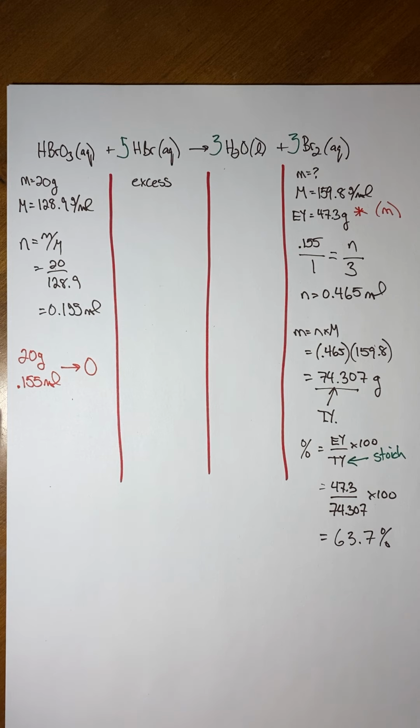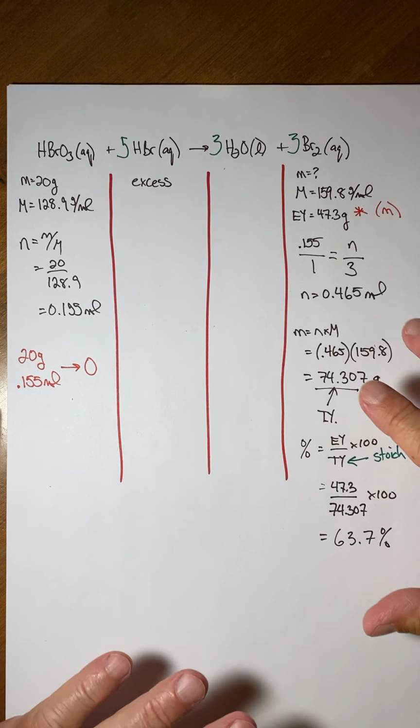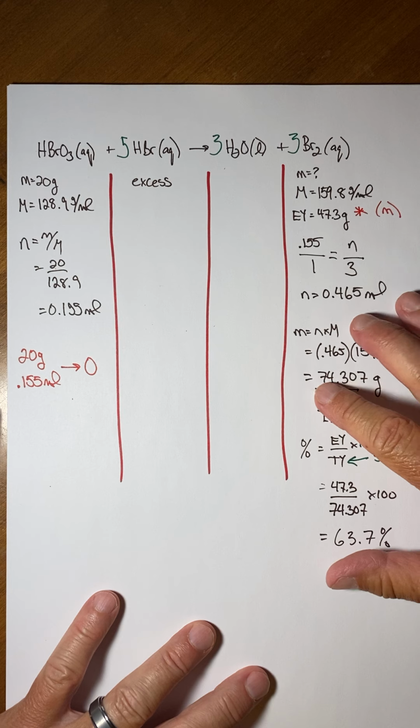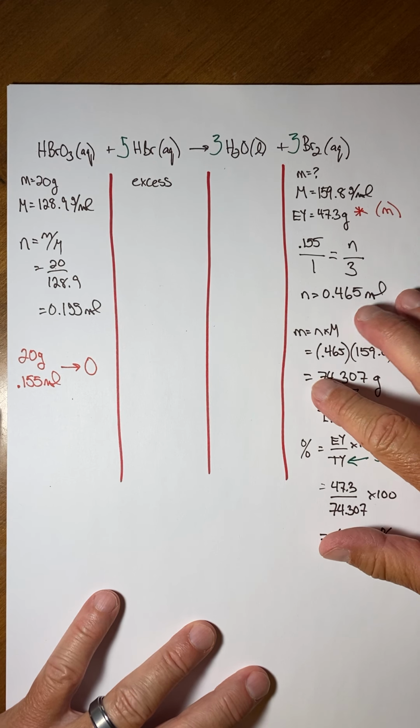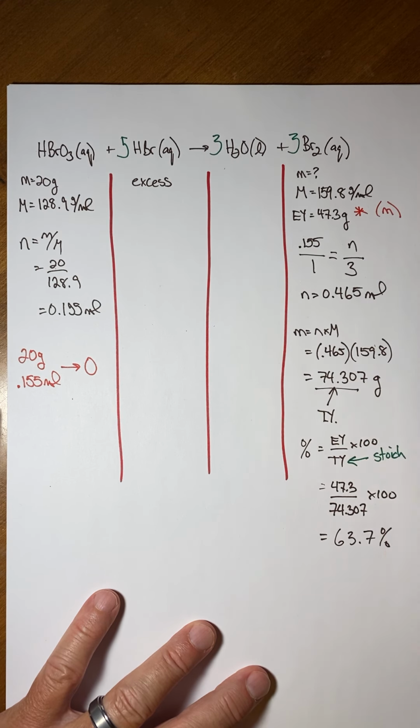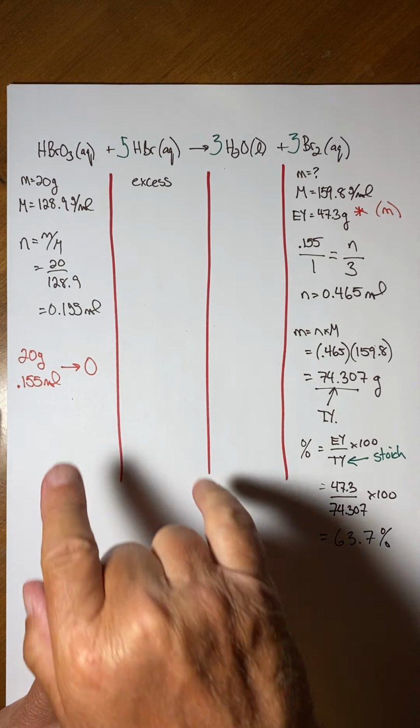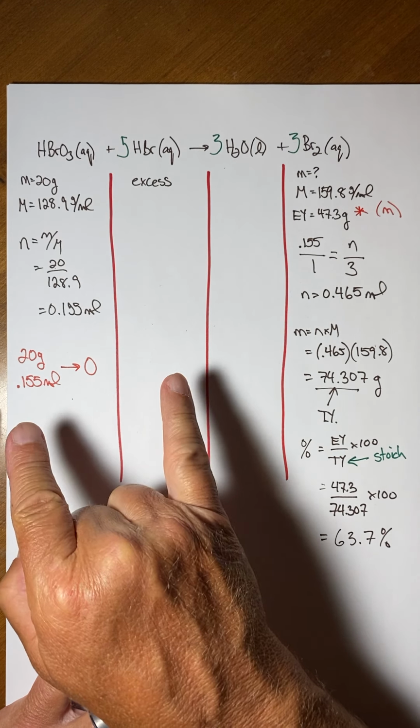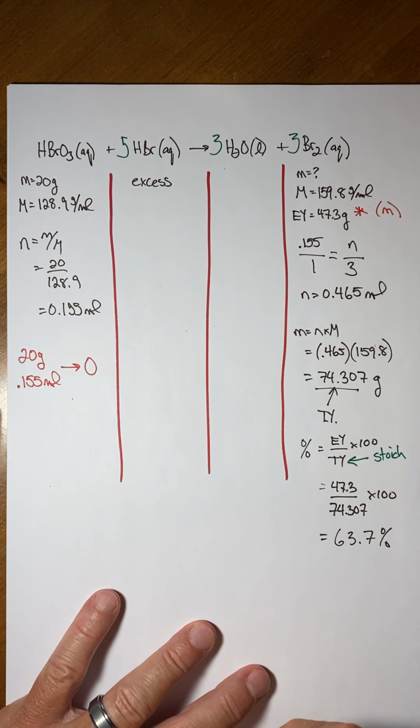Now, please put this down in your notes: you would only find the percentage yield for a product. It's a yield. You're producing it. You're never going to find the percentage yield for a reactant. You don't do that because you're using them up.